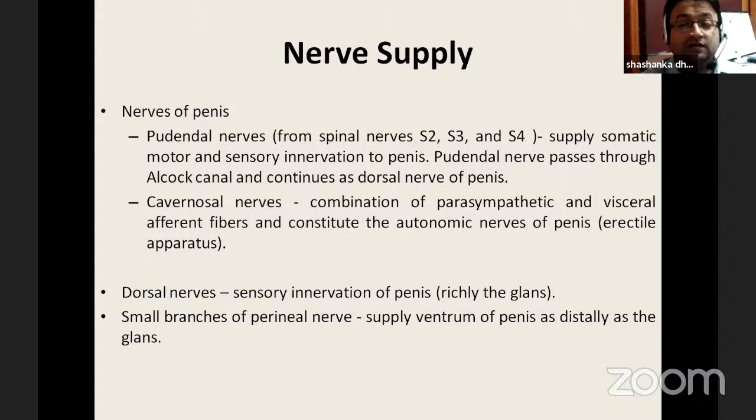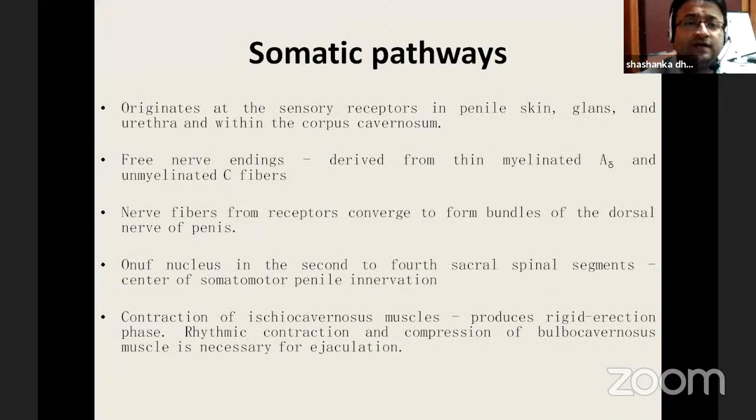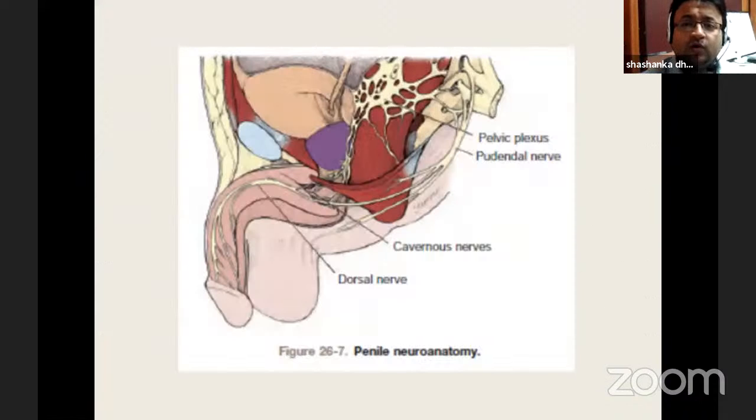This is a part of the erectile apparatus, and this gets damaged during radical prostatectomy. So erectile dysfunction is a common complication of radical prostatectomy. The dorsal nerves, sensory innervation of the penis, they are richly located in the glans, and small branches of perineal nerve, they supply the ventrum of the penis as distally as the glans. Right. Somatic pathways, I think we can go ahead.